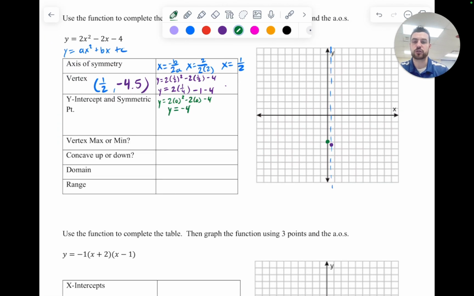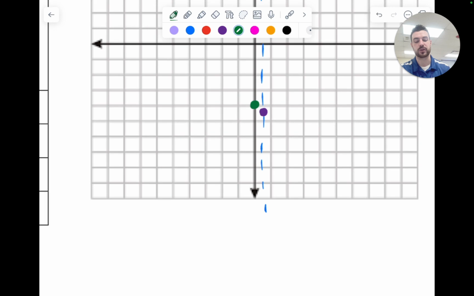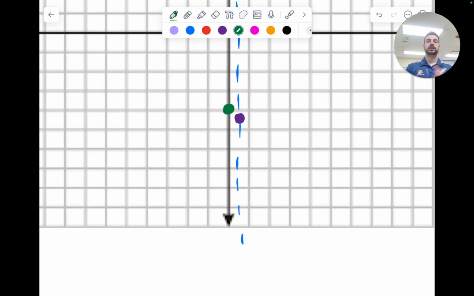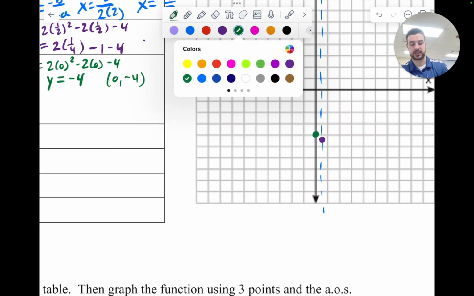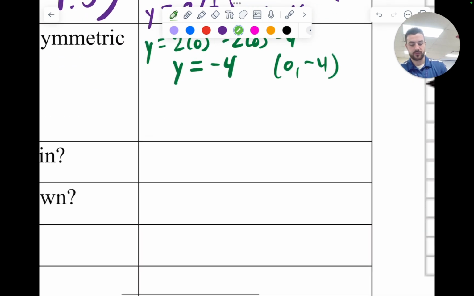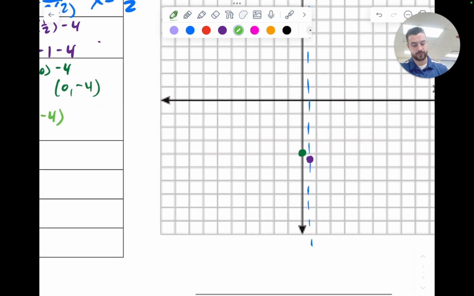Now, the symmetric point is a point we get when we take our y-intercept and reflect over our axes of symmetry. So we call it the axes of symmetry because either side, the left and the right, should be symmetrical to one another. So if we just take this point and flip it across, we will land right there, which is going to be our symmetric point, which I'll make a slightly different color. So our symmetric point is going to be 1, negative 4.